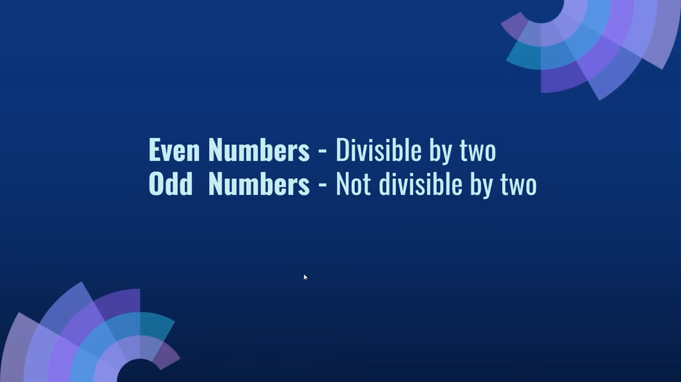An even number is any integer that is divisible by 2. Meaning if you divide that number by 2, the remainder should be 0. And that includes 0, since 0 divided by 2 is 0. While an odd number refers to any integer which, if you divide it by 2, should have a remainder.